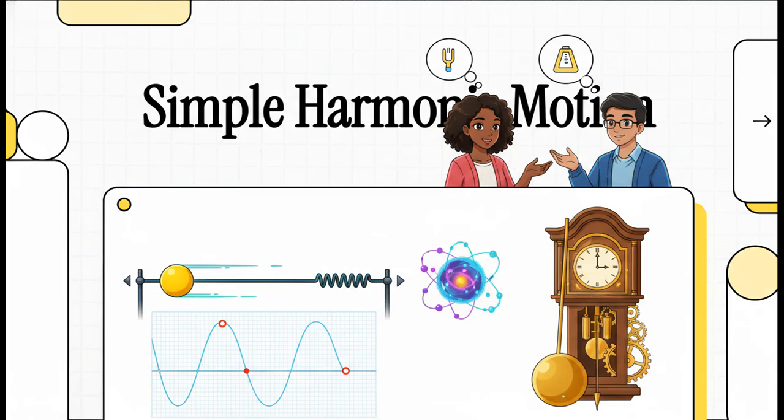Welcome to the Explainer. Today, we're going to decode a pattern of movement that you see literally everywhere, a secret rhythm that pretty much runs the universe. We're talking about everything from the jiggle of atoms to the swing of a grandfather clock. So let's jump right in.